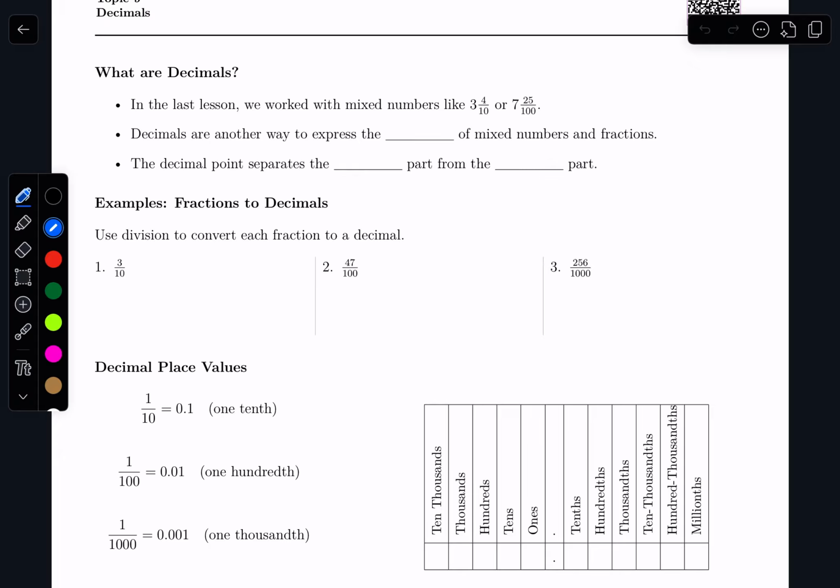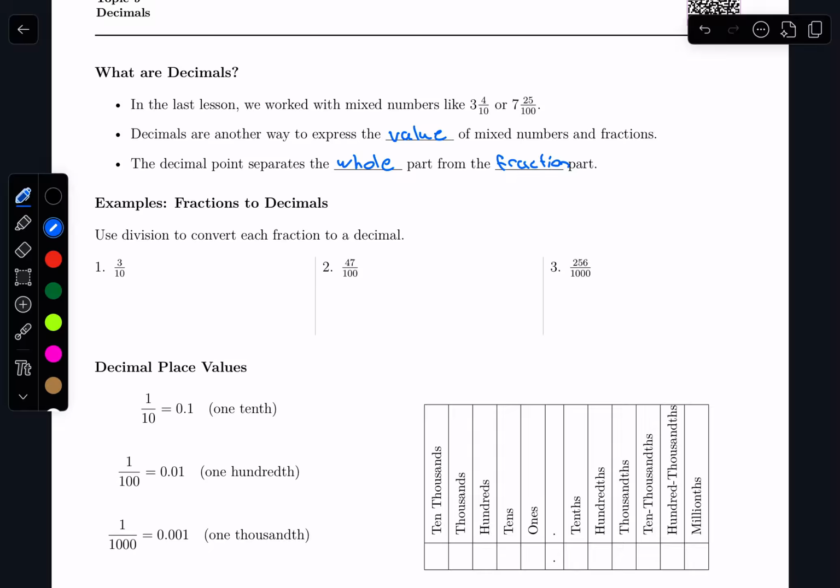So what are decimals? In the last lesson, we worked with mixed numbers like 3 and 4 tenths, or 7 and 25 out of 100, or 25 hundredths is how we're going to say that in a minute. So decimals are just another way to express the value of mixed numbers and of fractions. So mixed numbers have both a whole part and a fraction, but of course, if there is no whole part, then we just have a fraction. So decimals are going to be a different way to express that same value. The decimal point is going to separate the whole part from the fraction part.